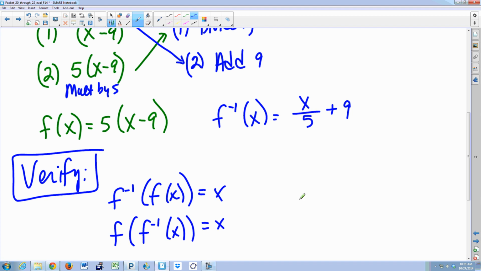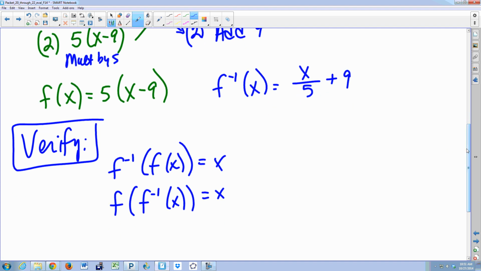Okay, so let's tackle this first one. We're going to compose f of x with f inverse. So let's take a peek at f inverse. What does f inverse say to do? Take whatever input you have, divide it by 5, and add 9 to it. That's what it says to do. My input now is f of x. So I'm going to take where I see my input, and replace it with f of x. I'm going to divide it by 5, and I'm going to add 9 to it. And hopefully this brings me back to x.